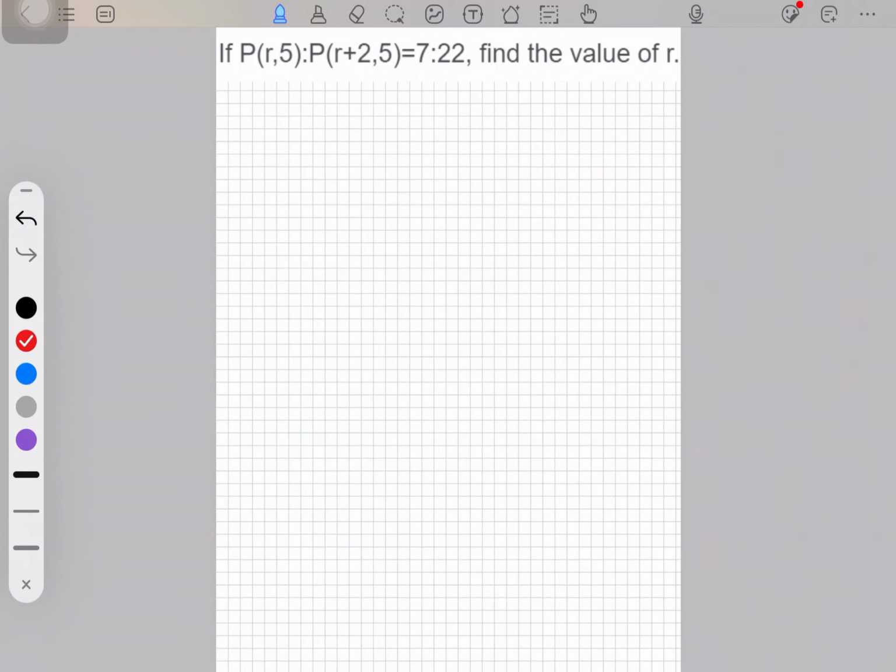Hello everyone, so today we'll be solving this question related to permutation. So the question is, if P(r, 5) is to P(r+2, 5) is equal to 7 is to 22, find the value of r.